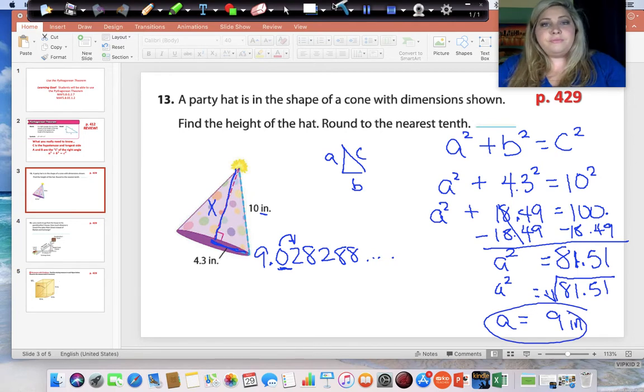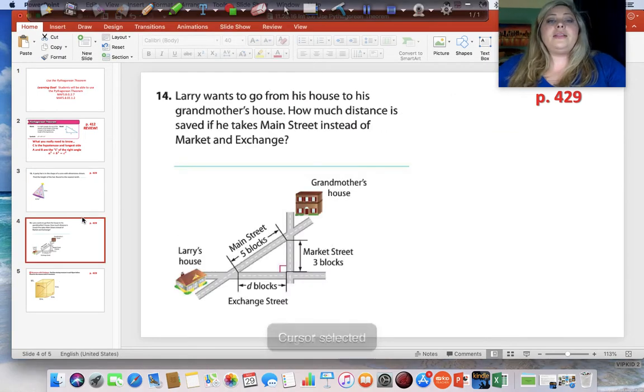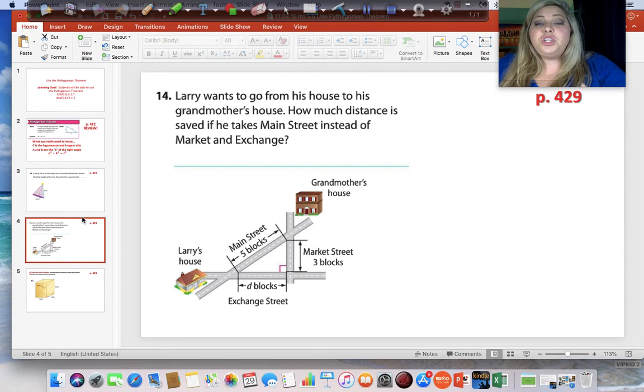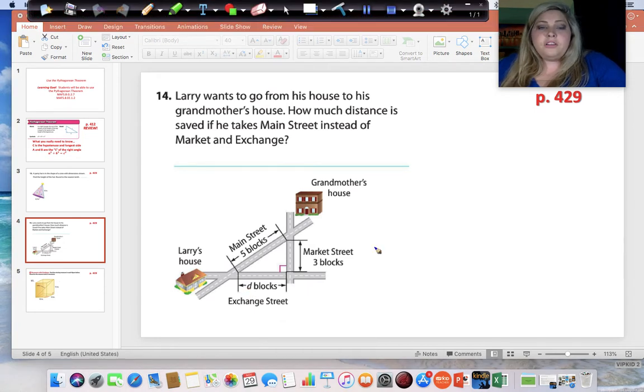We've got 2 more to go. Okay, Larry wants to go from his house to his grandmother's house. How much distance is saved if he takes Main Street instead of Market and Exchange? So there's two things we need to do here. The first thing is we need to find our missing leg, which is our A or our B, one of the two. We need to find this piece here. And then the second thing we need to do is subtract it from 5, to subtract 3 from 5 and see how much that is total. I'll explain that second part more in a minute. I think I might have just confused myself. Okay, so let's do one step at a time. All right. I'm a bad multitasker in case you didn't know.